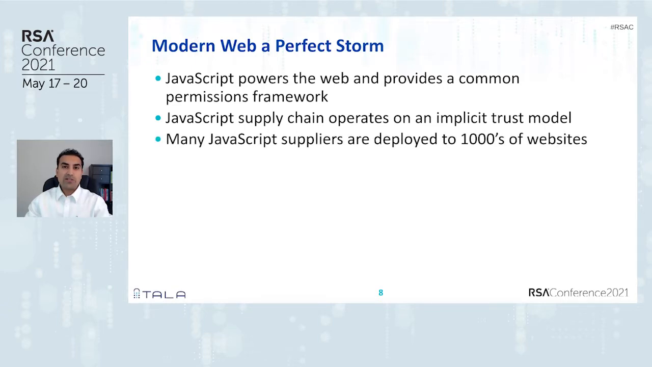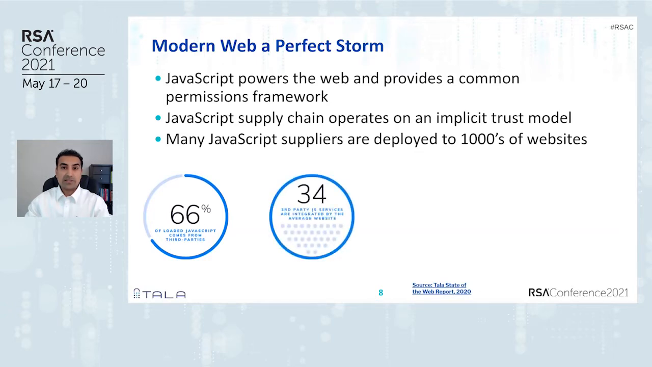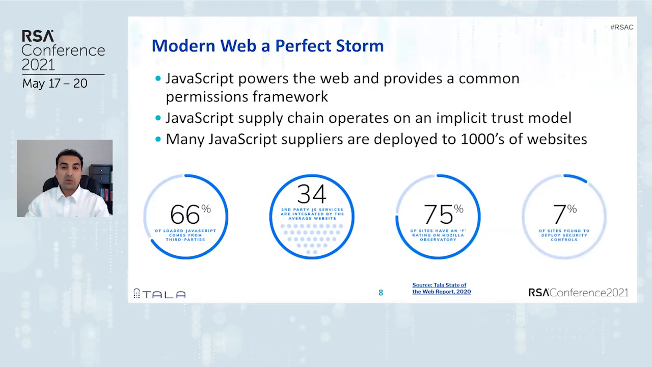Finally, many popular JavaScript libraries are deployed to over thousands of websites. In fact, a recent study that Tala conducted analyzing over 1,000 websites, the Alexa 1K, highlighted the startling number of third-party services an average website uses. And that number is 34. What was more concerning through this study was the lack of security controls that the top 1,000 websites in the world have against such types of vulnerabilities and third-party breaches. This seems a little scary, right?